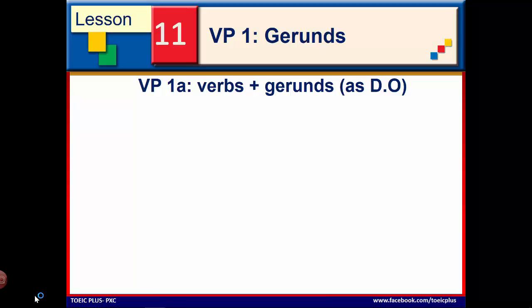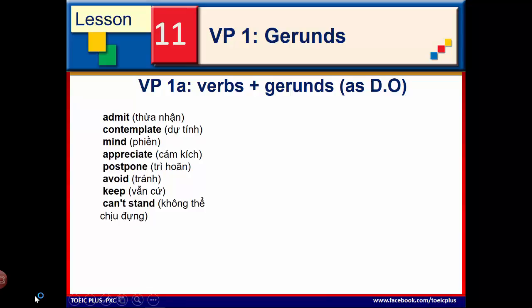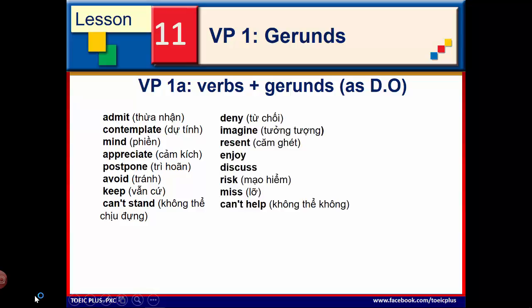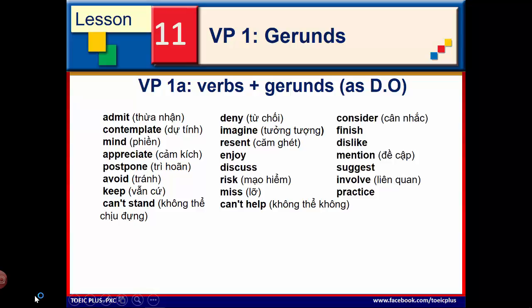Now we learn VP 1A, verbs with gerunds. All right, so we have these verbs. These verbs will go with gerunds. Admit, contemplate, mind, appreciate, postpone, avoid, keep, can't stand, deny, imagine, resent, enjoy, discuss, risk, miss, can't help, consider, finish, dislike, mention, suggest, involve, practice. For example, I admit failing the exam.